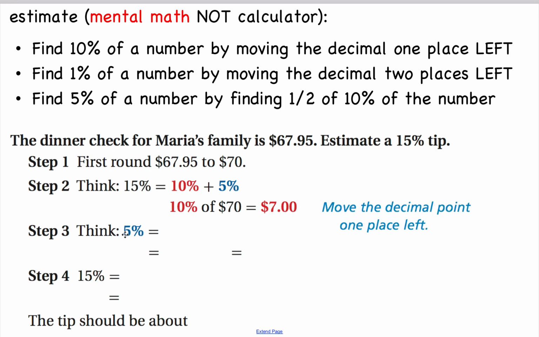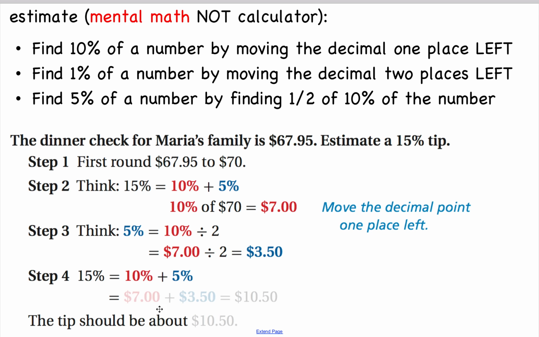Now remember 5% is half of 10%, right? So we're just going to get half of whatever this is. So 5% is 10% divided by 2. Since our 10% was 7, we divide that by 2 and get 3.50. So here's our 10%, here's our 5%. If we add those together, 15% is 10 plus 5. We get a total of $10.50 for our tip. And we didn't even need a calculator.